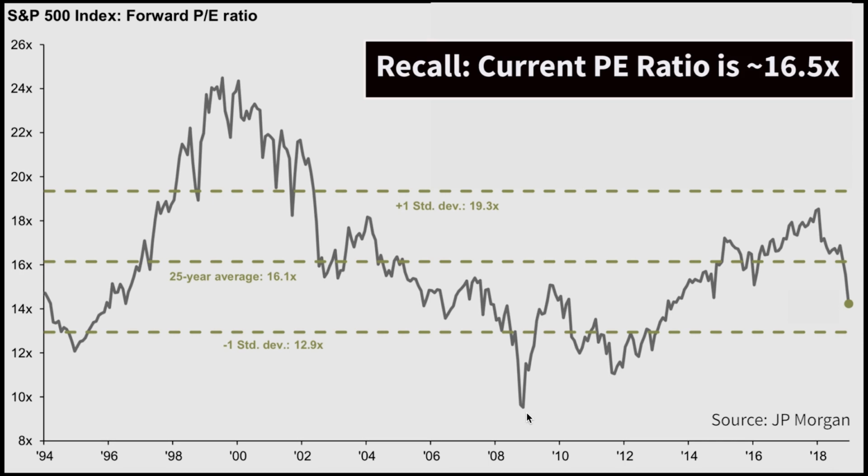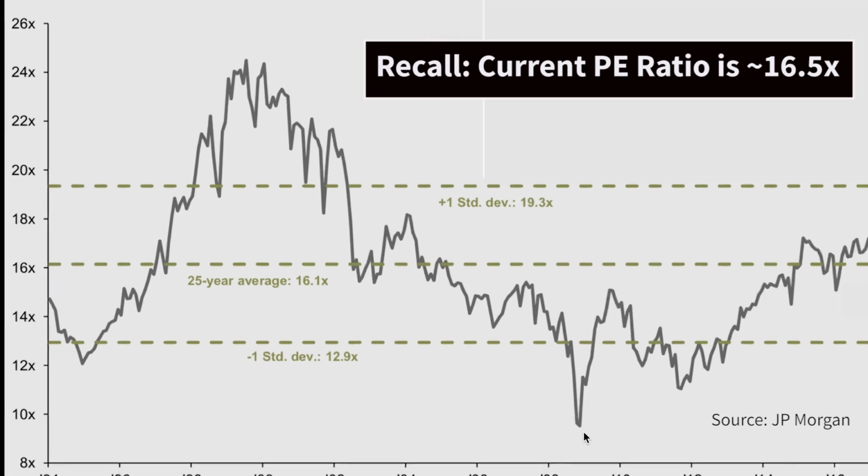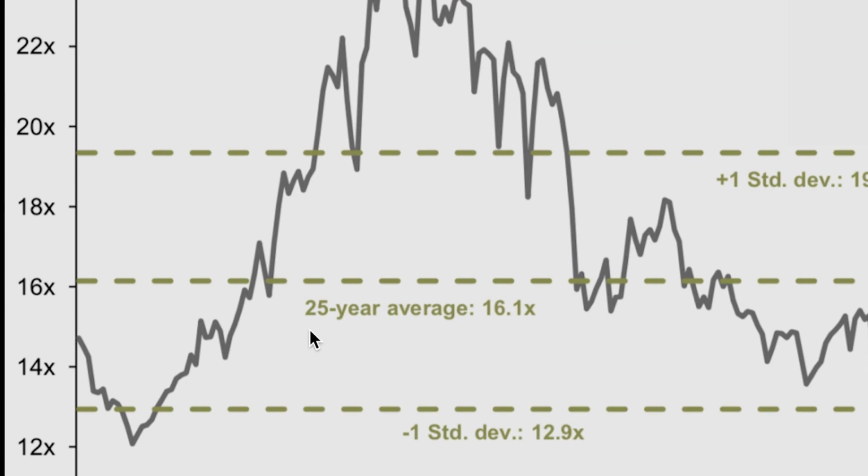I mentioned we needed a reference point in order to determine whether the current market PE ratio of 16.5 times is either cheap or expensive. Well, one good reference point would be the average PE ratio over the past 25 years. And JP Morgan indicates that the average over that time period is around 16 times. So you could say that the market really isn't cheap, but it isn't expensive either. It's what we'd call fairly valued and trading in line with the market average.